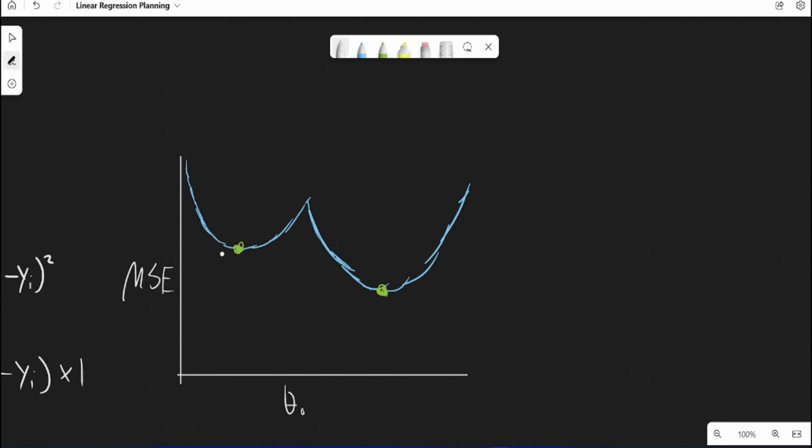Theta 0 or theta 1 doesn't really matter here. For linear regression, you actually optimize for all the data using gradient descent, right?